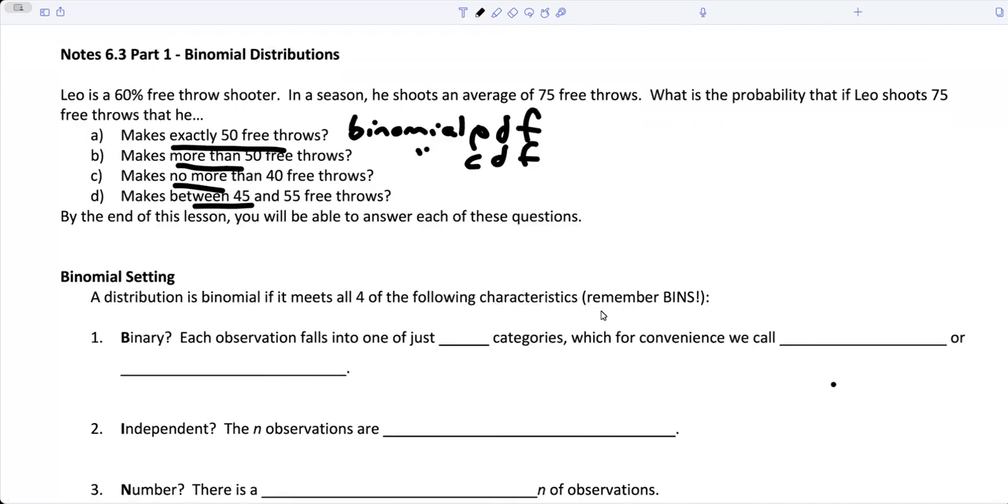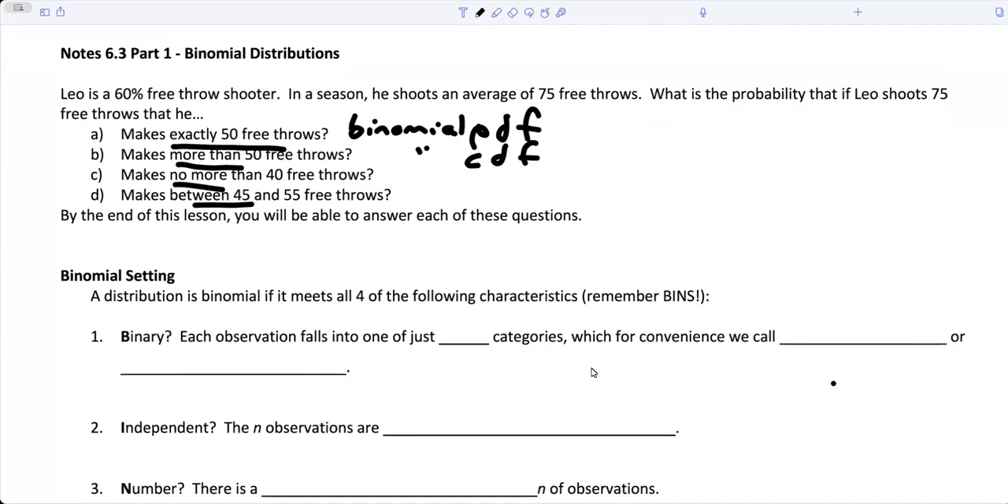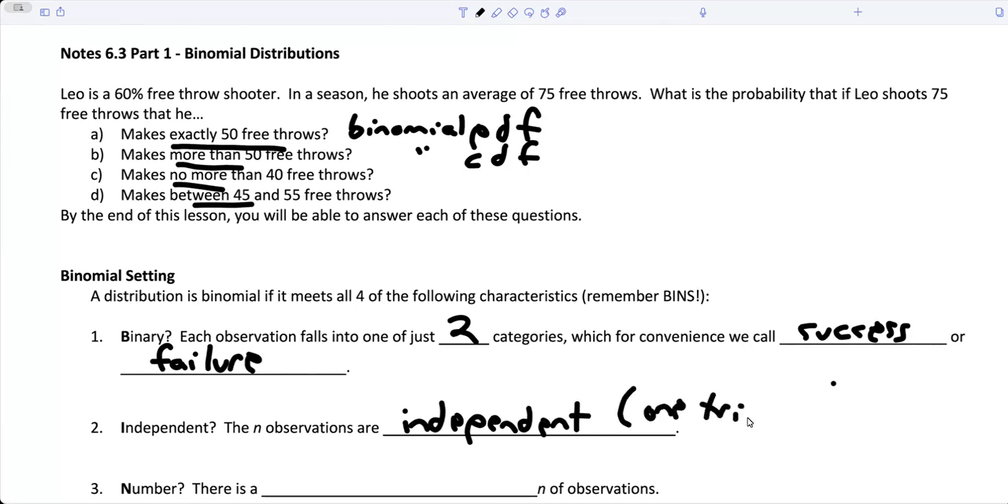A distribution is binomial if it meets all four of the following characteristics. Remember BINS. So it's binary. Each observation falls into one of just two categories, which for convenience we call success or failure. Independent: the n observations must be independent. What does it mean to be independent? Again, one trial does not affect the other.